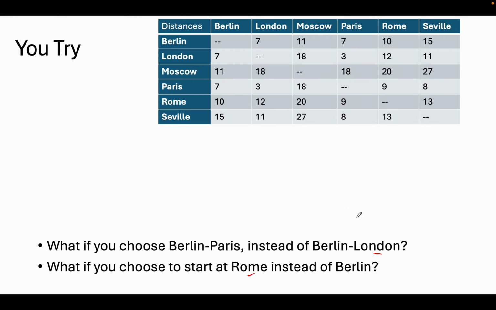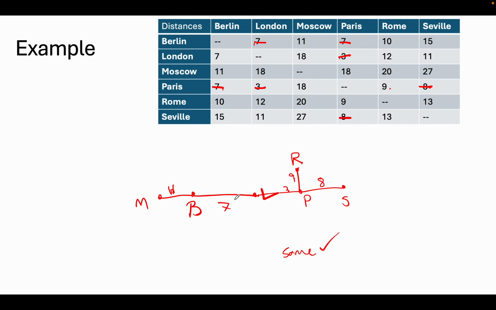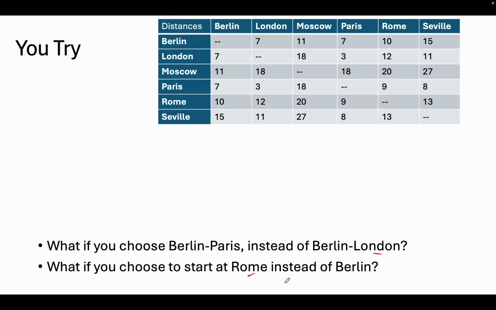Okay, now your turn. So first off, if we start at Berlin and you choose Berlin Paris instead, what does that give you? And then what if you start at Rome instead of Berlin?